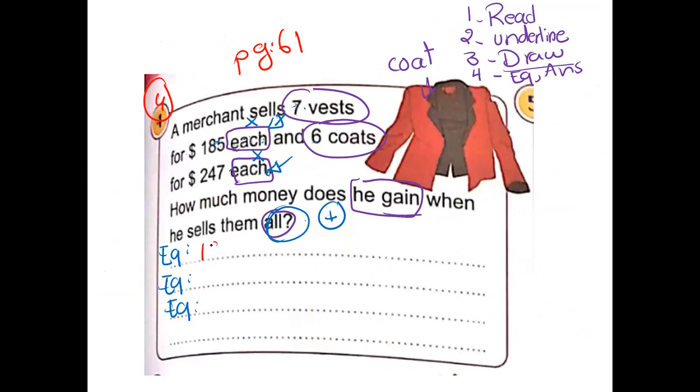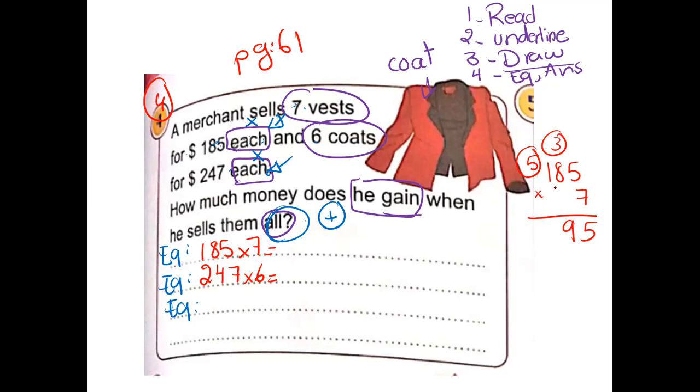I'll multiply. We can say 185 times 7 or 7 times 185. Both of them are correct. We can switch them. And then 247 times 6. But if we want to arrange them, we will arrange 185 up and 7 down. 7 times 5, 35. 7 times 8, 56 plus 3, 59. 7 times 1, 7 plus 5 equals 12. So 1,295.